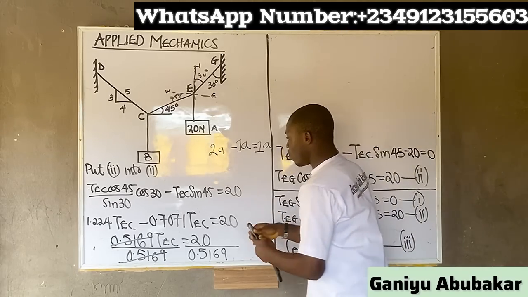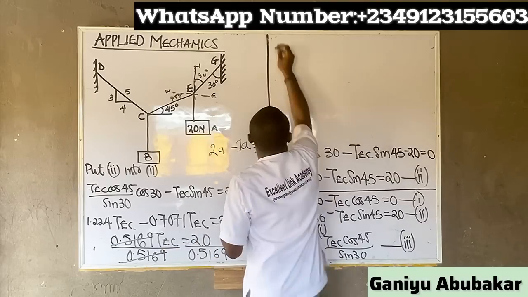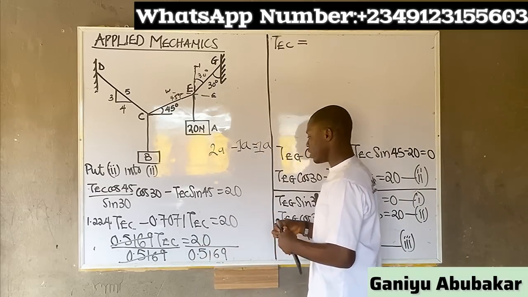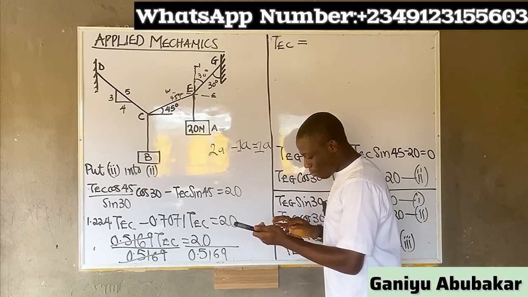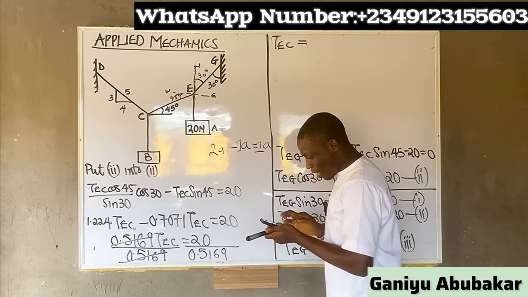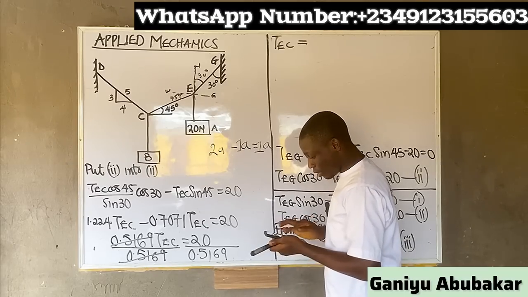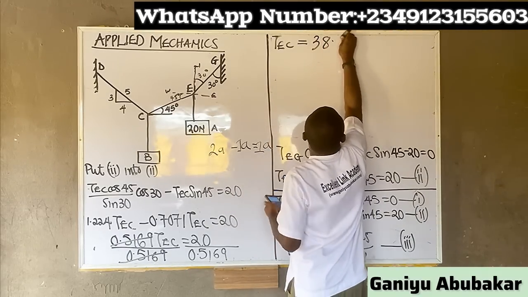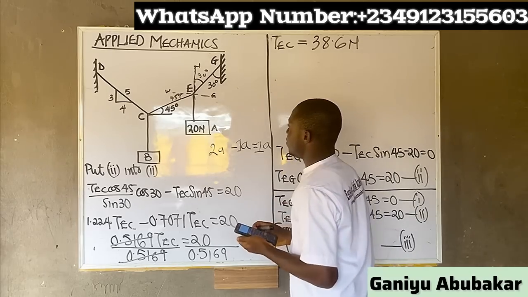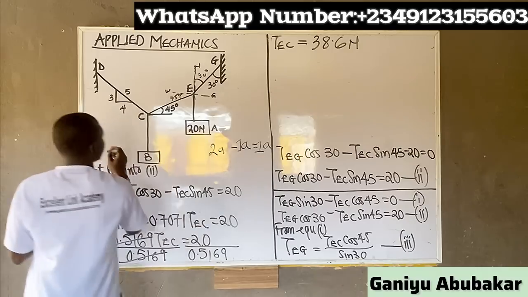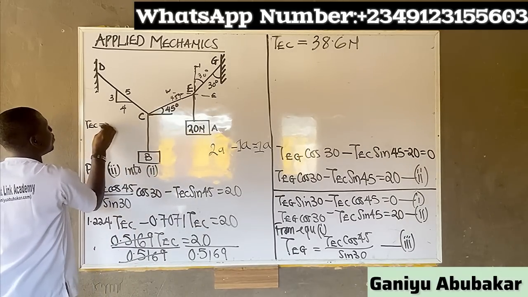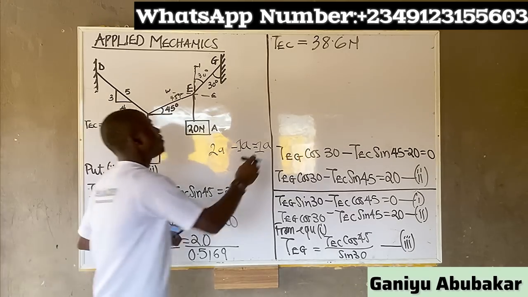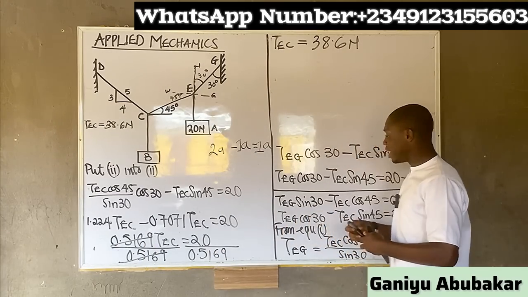So from here now, TEC will be equal to 20 divided by 0.5169. That gives TEC equal to 38.6 Newton. So I've gotten the TEC value. Let me put it here: TEC gives you about 38.6 Newton.